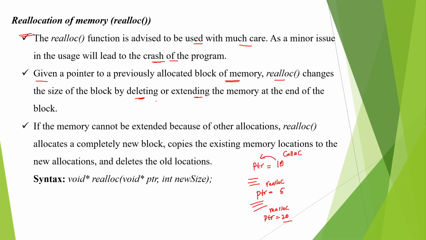For now, simply remember that whatever pointer we have allocated previously using calloc or malloc, to modify the size we use realloc. And if extending is not possible because of any issues, then realloc will create a completely new block and copy the old content from the previous block.